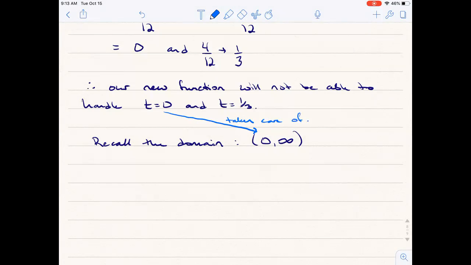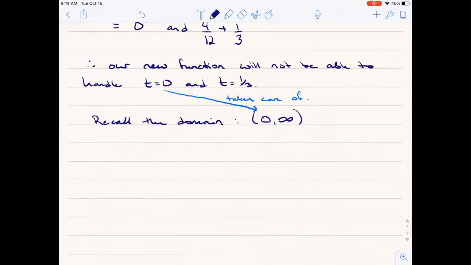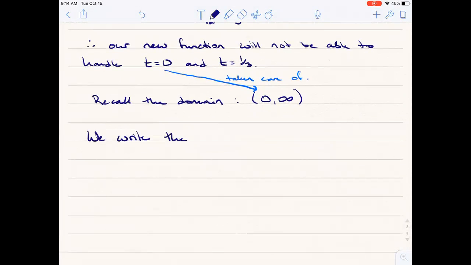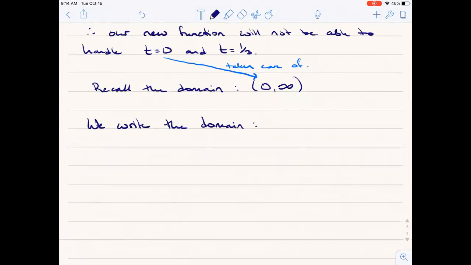But now we have to remove t equals 1 over 3. So what we've got is we've got from 0 to 1 over 3, that's fine. And then we do a skip to 1 over 3 to infinity, right? As long as it's not equal to 1 over 3, then we're safe, right? And so we write the domain as from 0 to 1 over 3.